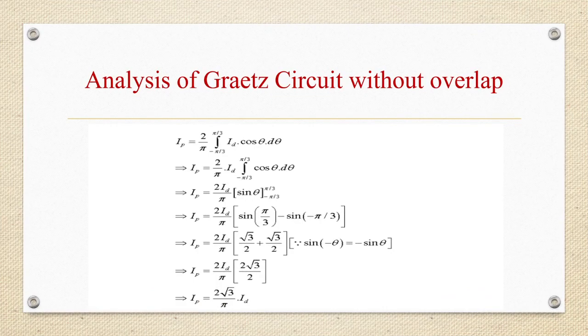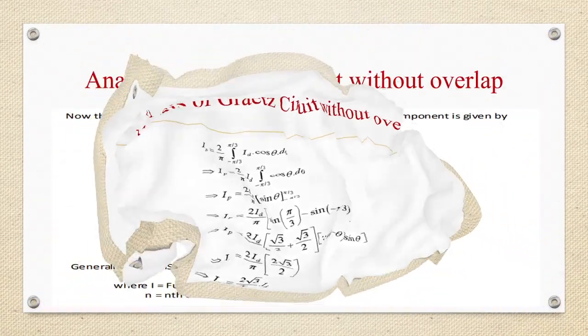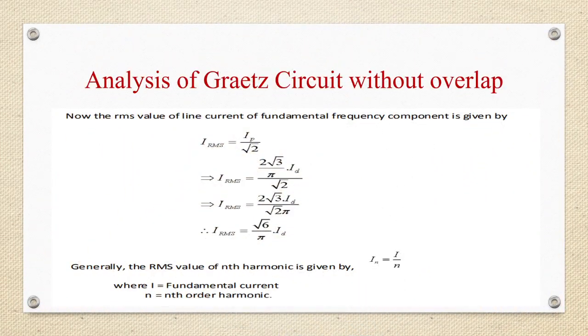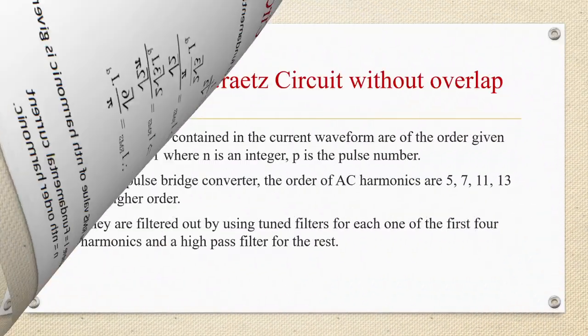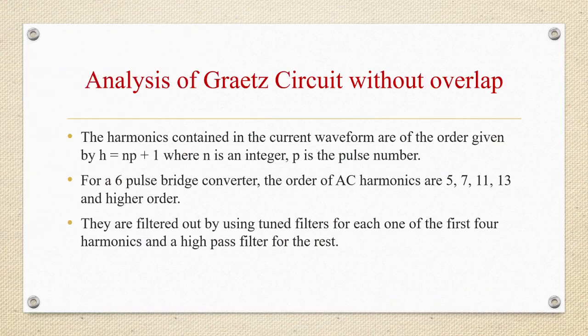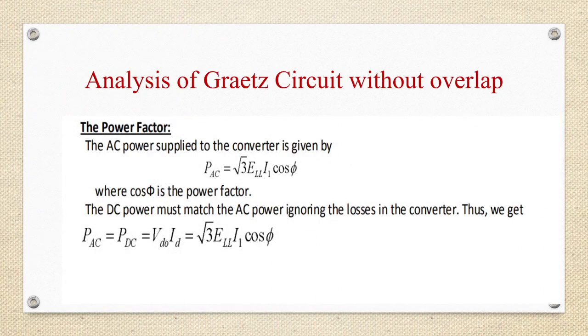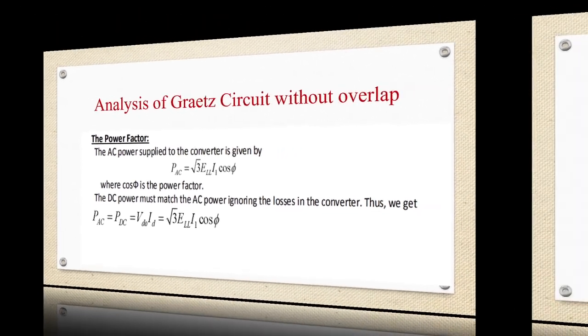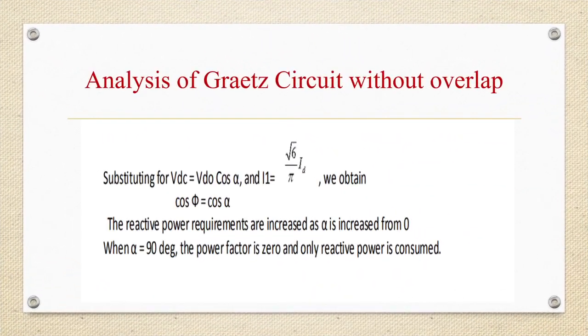That is, IP equal to 2 root 3 by pi ID, and RMS value is root 6 by pi ID. So RMS value of nth harmonic is given by In equal to I1 by n, where I1 is the fundamental current and n is the nth order harmonic. Power factor we have seen, that is PAC is root 3 VLL I1 cos phi. Cos phi is the power factor here.